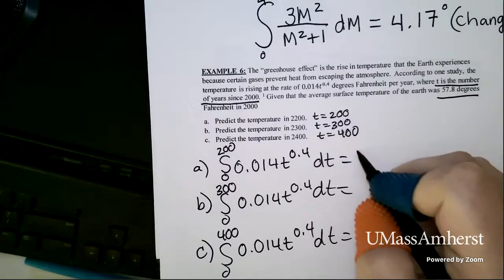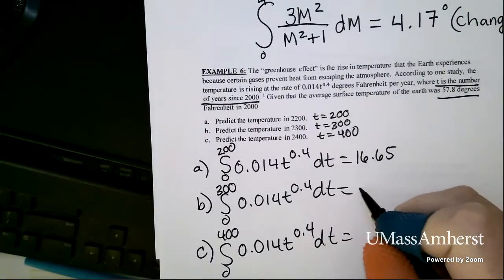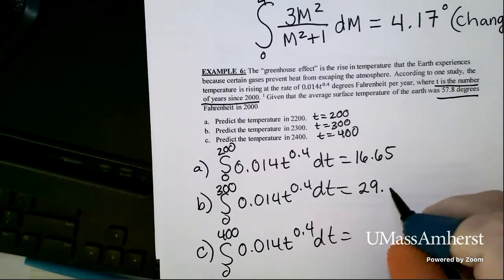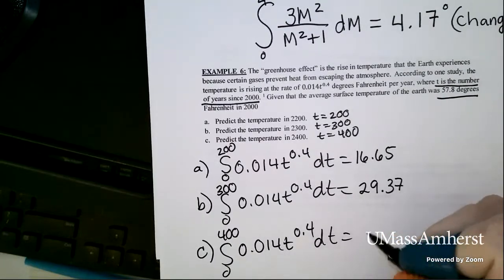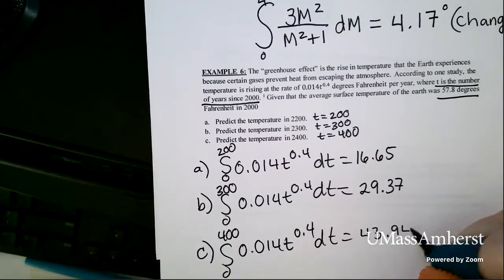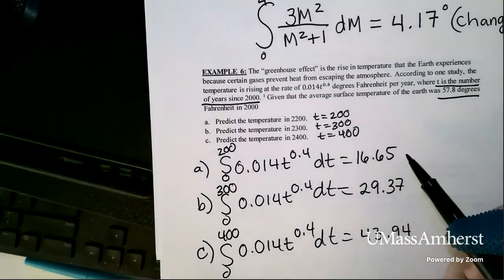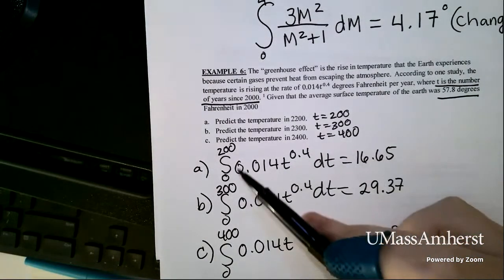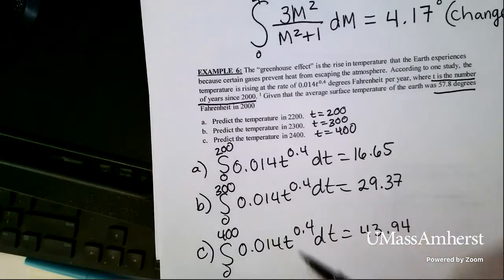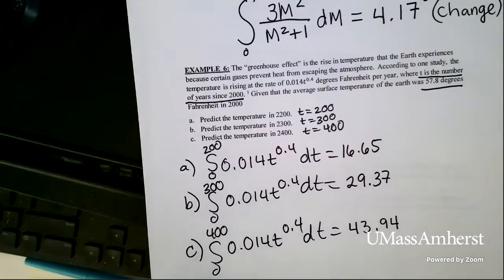So for the first one, we have 16.65. For the second one, we get 29.37. And for the third one, we get 43.94. So that gives us how much we expect the temperature to change over 200 years, over 300 years, over 400 years. But we're trying to predict the actual temperature.